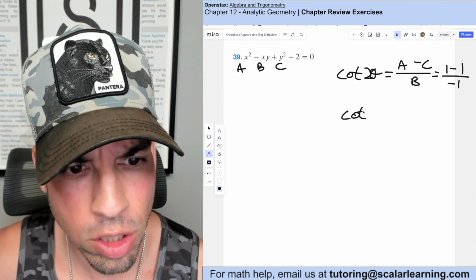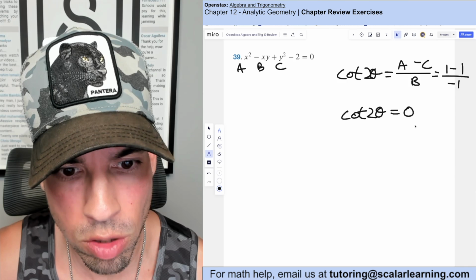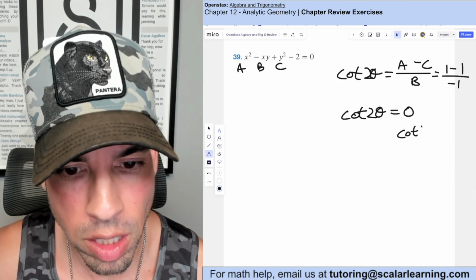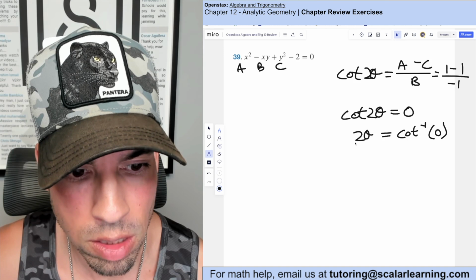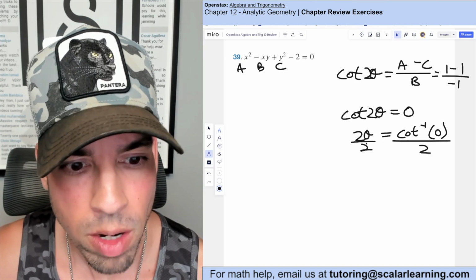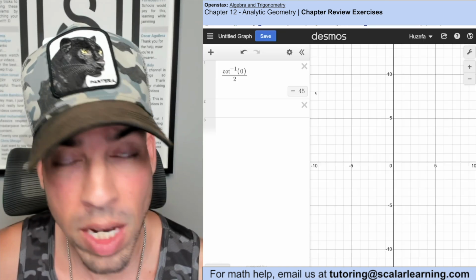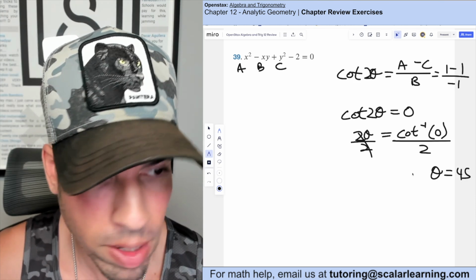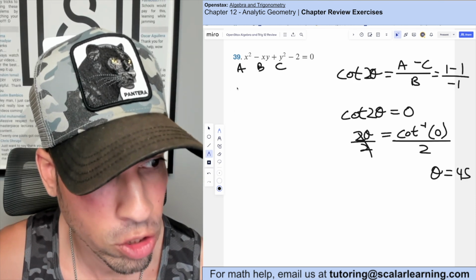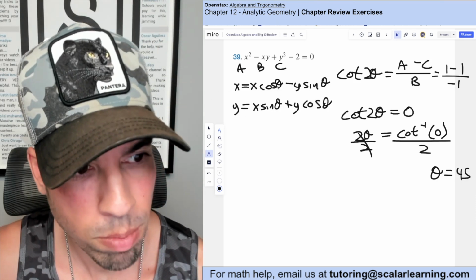So if cotangent of 2 theta is equal to 0, we're going to take arc cotangent of that 0 to get rid of it. And then we got 2 theta is equal to that. We're going to divide by 2. And we're going to see what that is in Desmos. And we got 45 degrees. So now I know my theta value is 45. And now we're going to use our 2 equations. And we're going to plug in our 45 into both of those thetas.